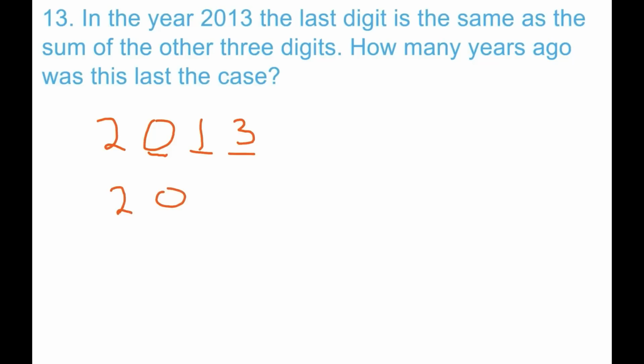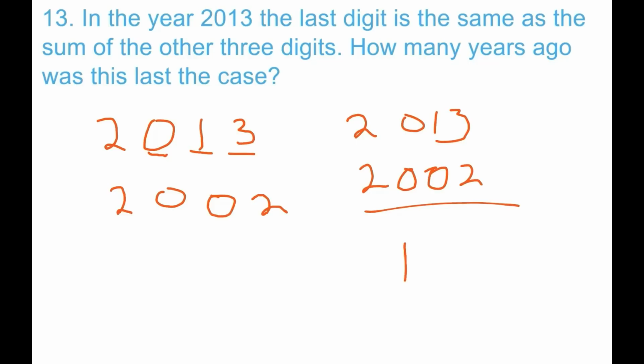So let's change 1 to 0 this time. And now the fourth digit has to be the sum of the other 3 digits, so it has to be 2. This is a valid case, and it is the latest year before 2013 where the last digit is the same as the sum of the other 3 digits. How many years ago was this last the case? We can subtract 2002 from 2013 to get our answer of 11 years.